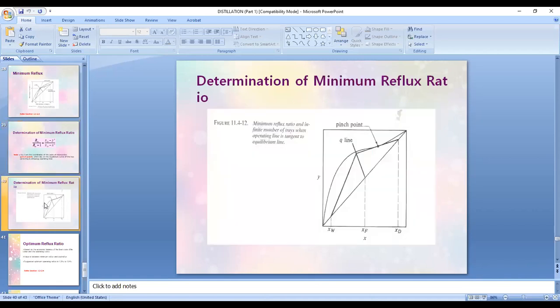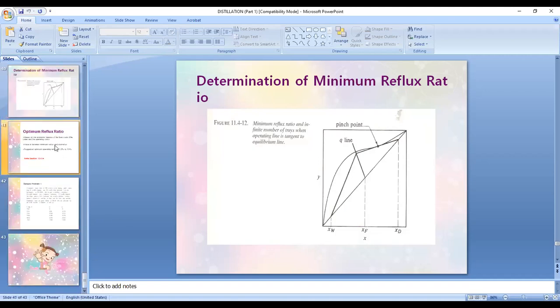Now, in some cases, class, your pinch point is not the point of intersection of the feed line on the equilibrium curve, because there are instances wherein your enriching section operating line becomes tangential to your equilibrium curve. So instead of this being your pinch point, this is now the pinch point. Not this one, the intersection of the feed line on the equilibrium curve.